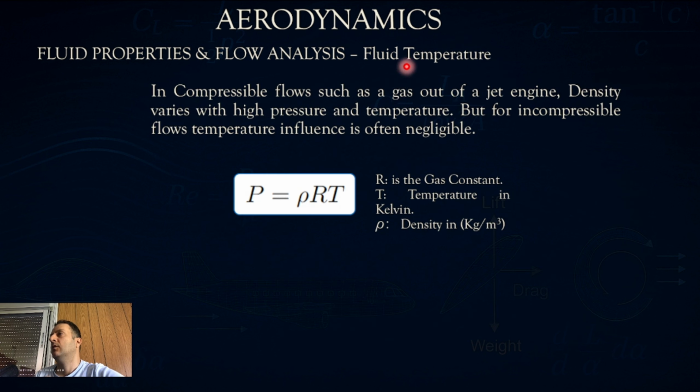so it increases the flow. Fluid temperature: in compressible flows such as gas out of a jet engine, density varies with high pressure and temperature. So due to higher pressure, you have an increase of density and intermixing of air molecules, and the temperature spikes, it increases. However, for incompressible flows, temperature influence is often negligible because there's no change of temperature. However, in both cases, you have the formula for the pressure is equal to rho RT, rho being the density in kilograms per meter cube, times R, which is the gas constant. It's different for each type of gas, and multiplied by T, which is the temperature in Kelvin.